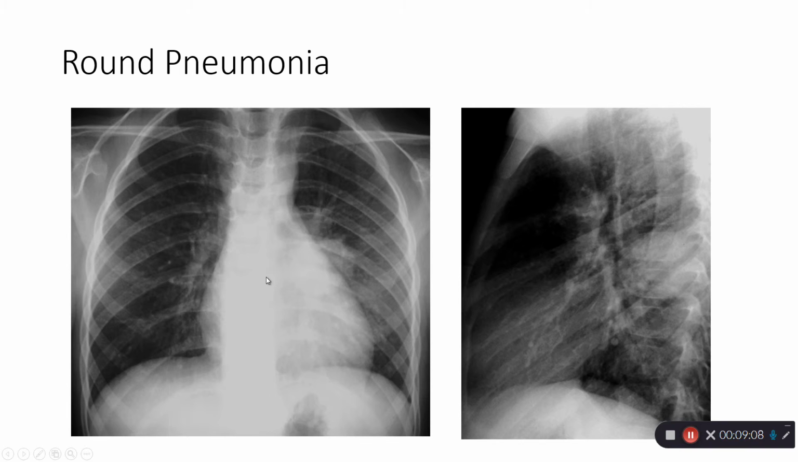I'd just like to show you this case here. This is a rounded opacity overlying the left hilum on the frontal view. We can see that it projects posteriorly within the superior segment of the left lower lobe on the lateral view. This is a young patient. This ended up being a round pneumonia. However, in an adult patient, this will need to be followed to ensure that this completely resolves and exclude an underlying mass or malignancy.